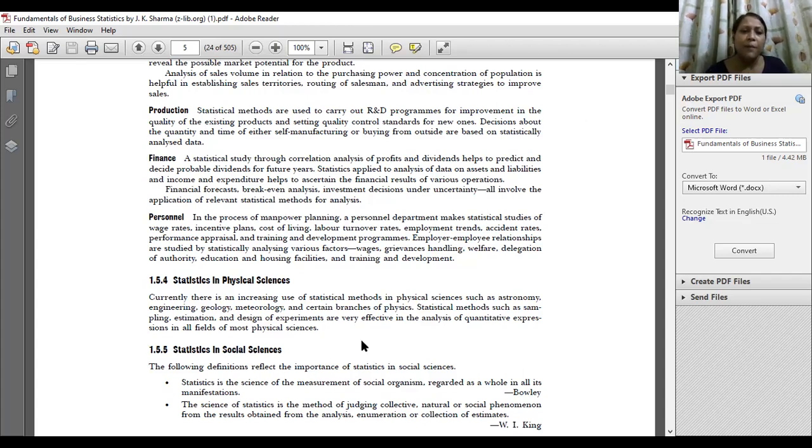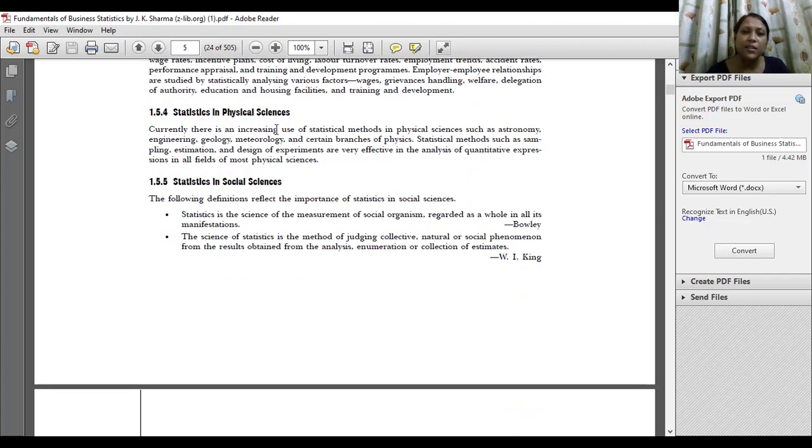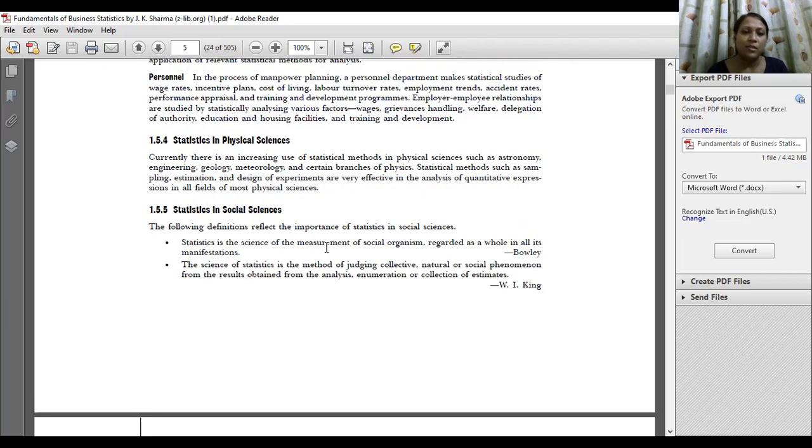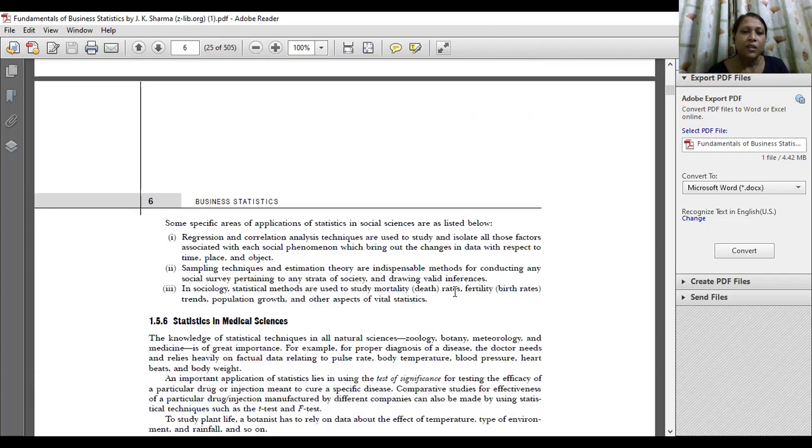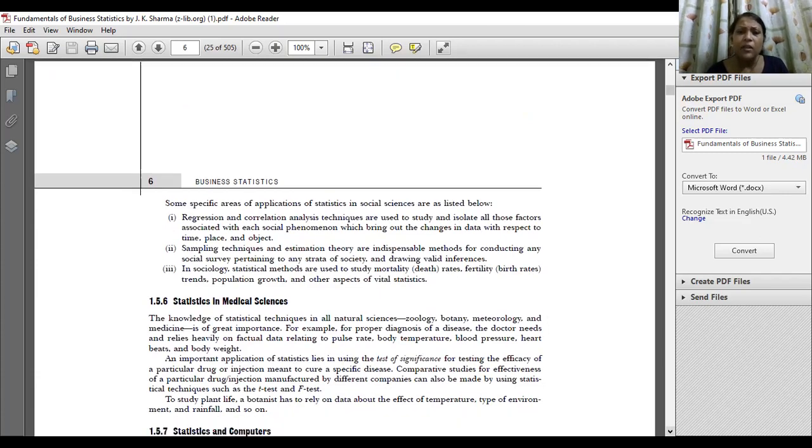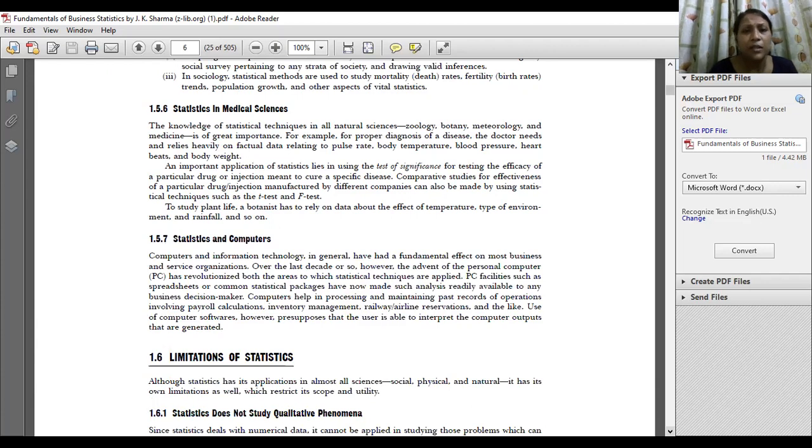So there are several applications of statistics in the physical sciences, that is engineering, geology, meteorology. There are so many, these are actually the branches of physical science. There are also statistical applications in social sciences, to measure the statistical data of social organisms. Social sciences are also there to learn statistical application. And obviously medical science, there are huge applications of statistics in medical science.